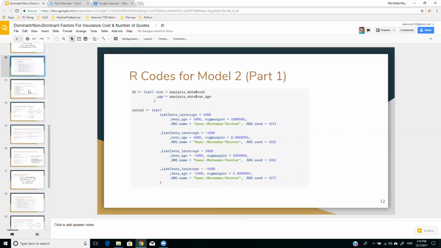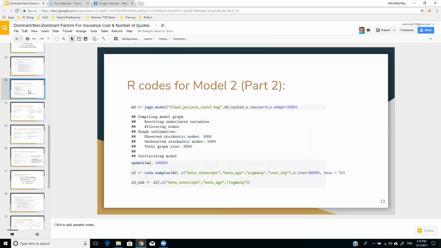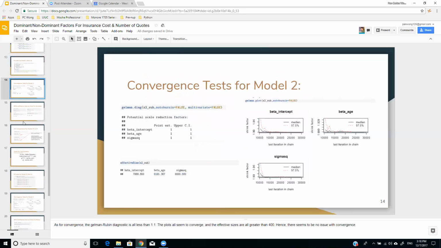So we initialized the model again using 4 chains and very extreme values, as you can see for the betas. And then we ran the JAX model, and then we updated it for 10,000 burn-ins. Next, we ran the convergence test for model number 2. We found that the Gelman diagnostics are all less than 1.1, effective sizes are all greater than 400, and the Gelman plots seem good.